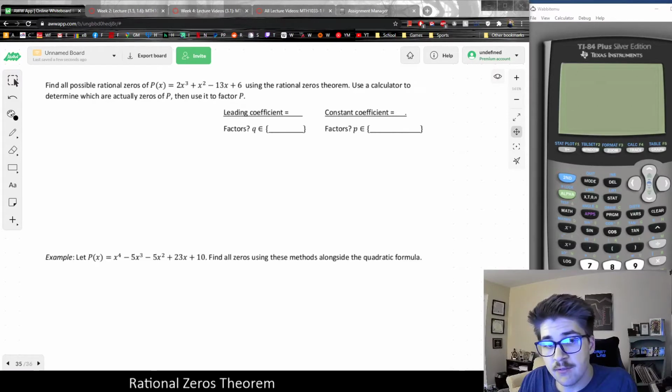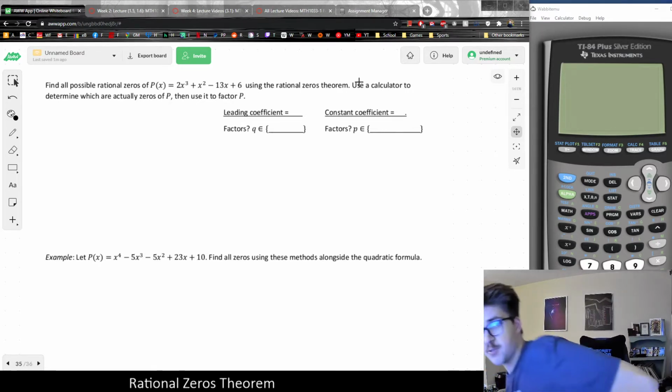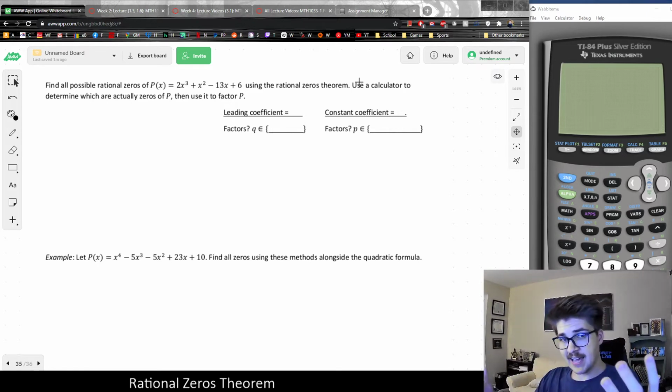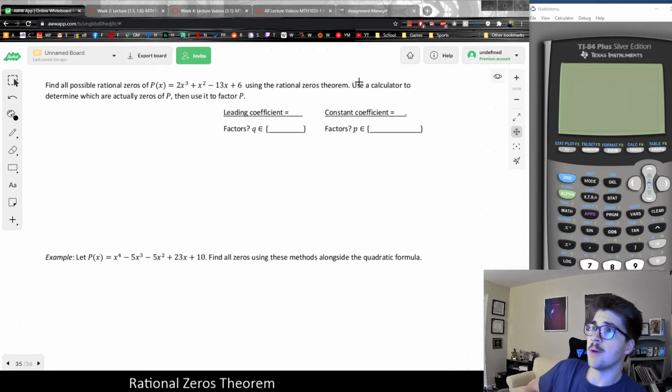Let's do another example of finding the list of possible rational zeros using the rational zeros theorem, and then trying to determine which ones are actually zeros within the polynomial. As it says, we're going to start with the polynomial 2x cubed plus x squared minus 13x plus 6. Again, our eventual goal is to factor this polynomial, but let's start by using the rational zeros theorem to find the possible zeros. And then it says to use a calculator to determine which of those are actually zeros. And then once we find the actual zeros, we can factor them synthetically as we did before.